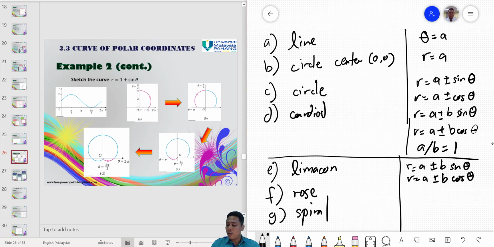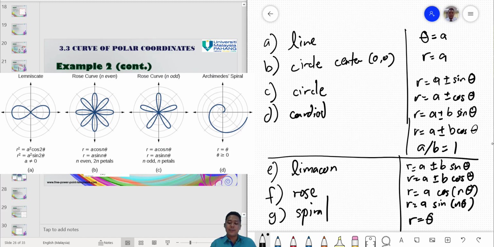Whereas the rose, you can try it on your own later, is a cos n theta. The n can be any values, I suppose. You will form a flower shape, or a sine n theta. Whereas the spiral is just a simple r equals theta. The example is also visualized in the slide.